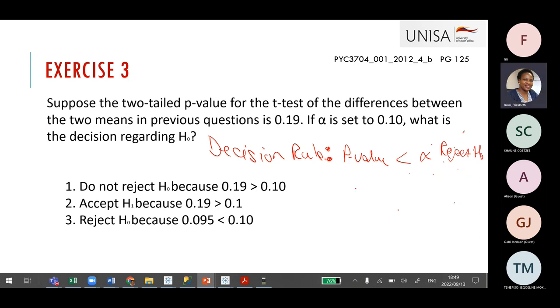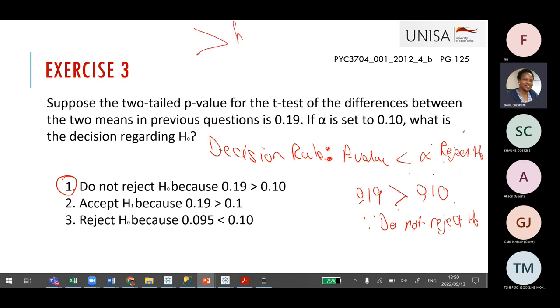So if that is the case, let's look at what we have. Our p-value is 0.19. Our alpha value is 0.10. So is my p-value less or greater than? My p-value is greater than. Therefore, we do not reject the null hypothesis. So once you know all that, you can go and answer the question and see which statement is correct. The decision will be, we do not reject the null hypothesis because our p-value of 0.19 is greater than our alpha of 0.10.